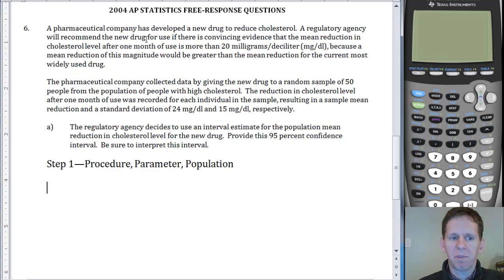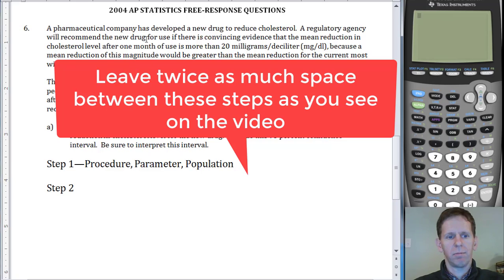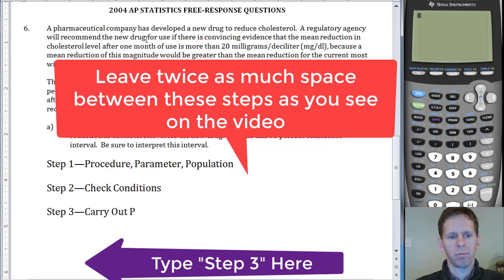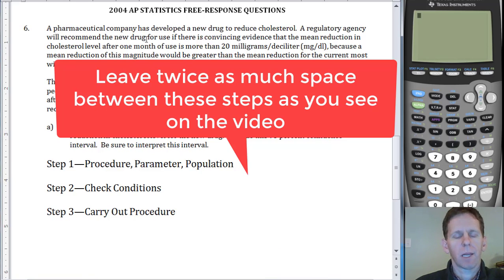Our second step, 2 C's: check conditions. Step 3, this is where we carry out the procedure. And step 4, interpret results.